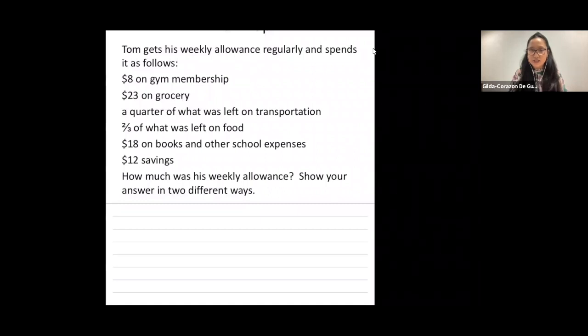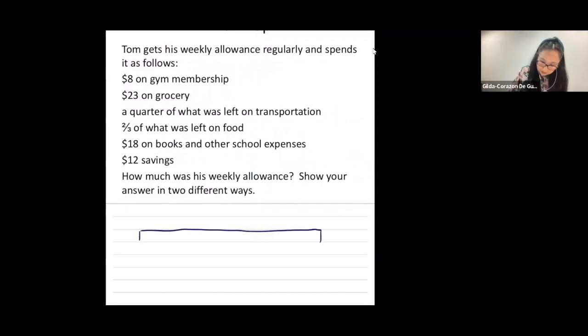And we want to show this in two different ways. I'll show you one using the bar model method. And I know most of you would be able to do it using the working backwards strategy. Okay, so let's draw a bar representing Tom's weekly allowance, right? So that's all his money. We represent that with a bar.